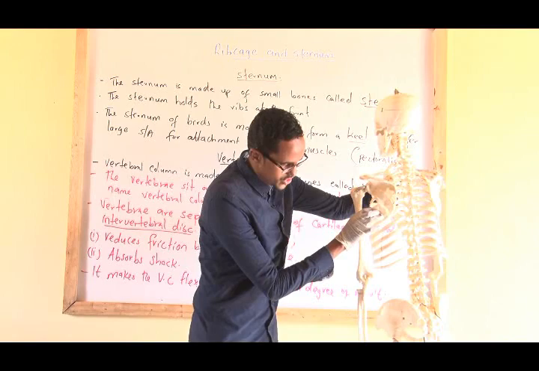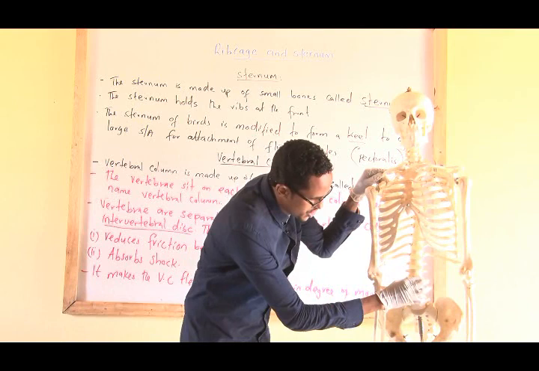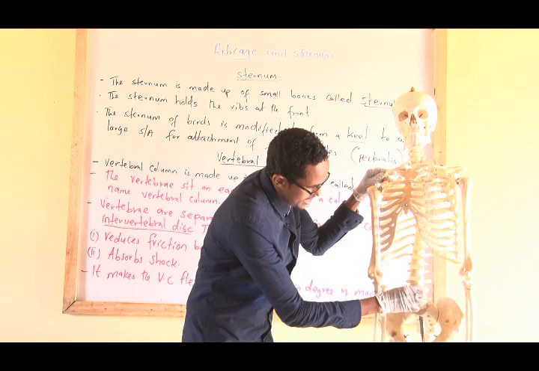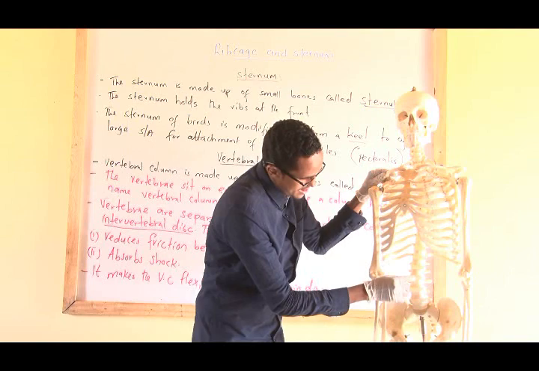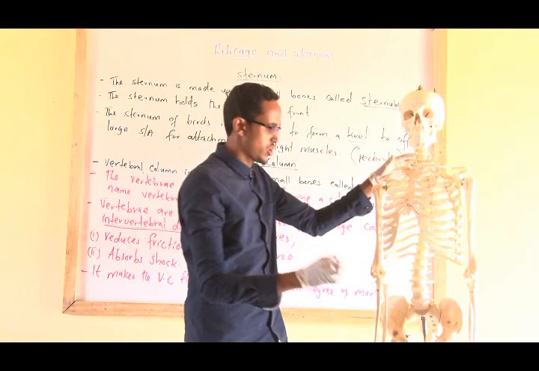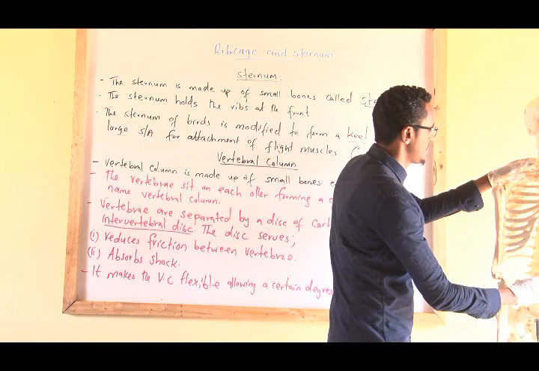It is visible when I put it this way. If we may try to see something whitish here, are we seeing? Between two bones. Yes, this is what I mean. This is a disc of cartilage that separates one vertebral bone from the other.